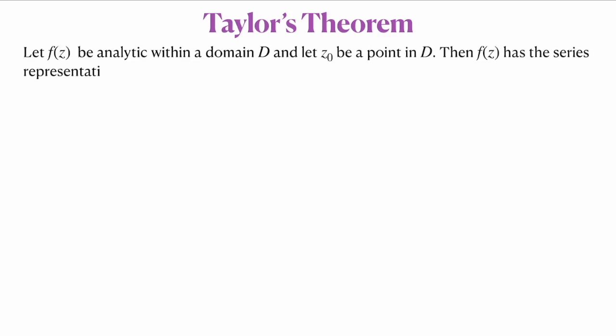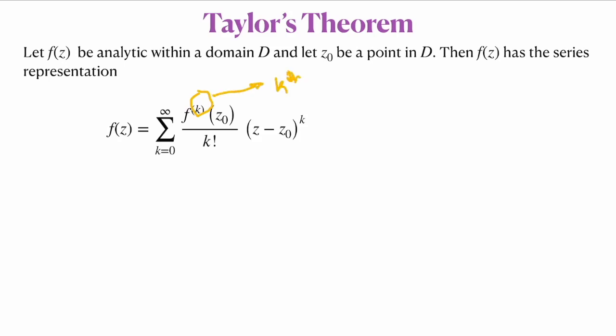So let f of z be an analytic function within a domain D, with z0 a point inside domain D. Then f of z has a series representation given by f of z equals the sum over k going from 0 to infinity of f^(k) of z0 divided by k factorial, times (z minus z0) to the power k. Here f^(k) represents the kth derivative.